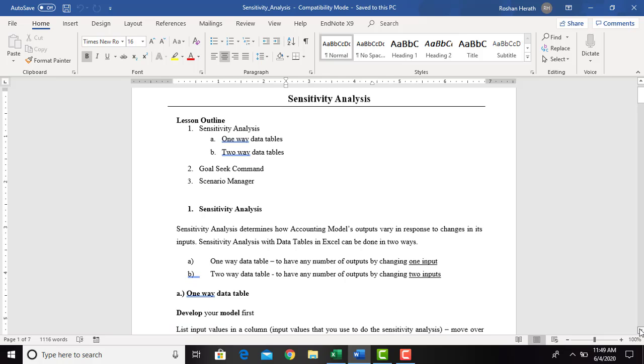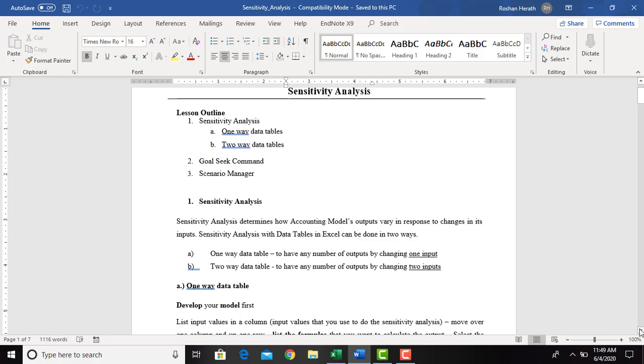So it is a simple sensitivity analysis. Under this sensitivity analysis, basically we are discussing two specific tools. One is called the one-way data table. The other one is called the two-way data table. So in the data table, you can do one-way data table analysis and two-way data table analysis. So we'll see what it is.